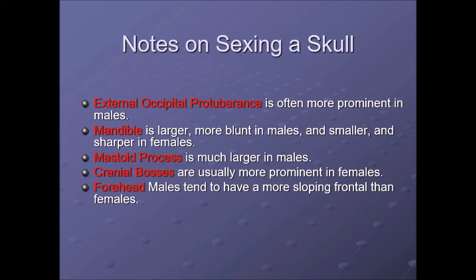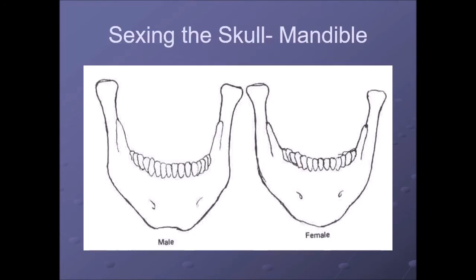Cranial bossing are usually much more prominent in females. Again, I'll show you what those are in a minute. Forehead. Males tend to have a more sloping frontal. That is, their forehead tends to slope back from the brow ridge more so than females. Females tend to have a much more upright, kind of a wider, taller forehead. Here we are looking at a male and female jaw. These don't look that much different in this image, and I apologize for it, but there's an attempt.